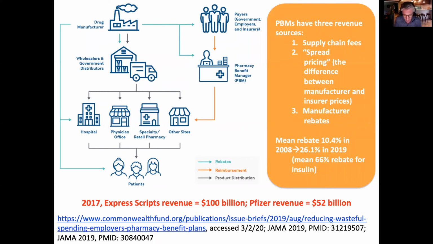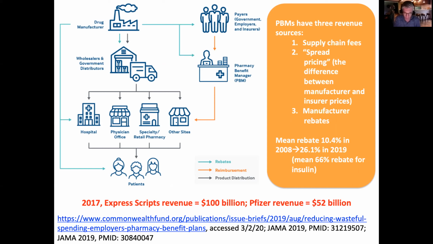Pharmacy benefit managers, once upon a time, had one revenue source, right? They charge supply chain fees to manage a complex supply chain. But over time, their revenue sources have grown to include not only those supply chain fees, but also spread pricing, where they simply charge the insurance company more than they're paying the manufacturer for the drugs, and then also manufacturer rebates. And rebates have become a huge problem over the last decade or so. In 2008, the mean rebate for a drug was 10%. By 2019, that had grown to 26%.